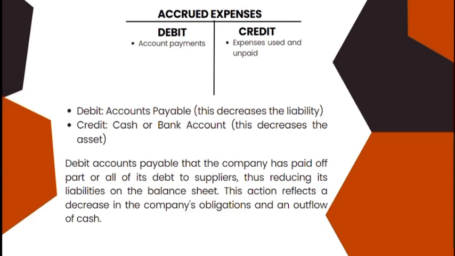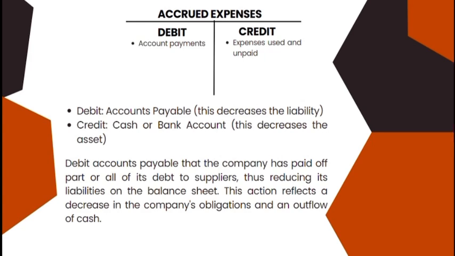When you debit accounts payable, it means you are reducing the liability that a company owes to its creditors. This typically occurs when the company makes a payment to settle its outstanding debts. Example: if a company pays $1,000 to a supplier to settle an outstanding invoice, the journal entry would be debit, accounts payable, $1,000, credit, cash, $1,000.